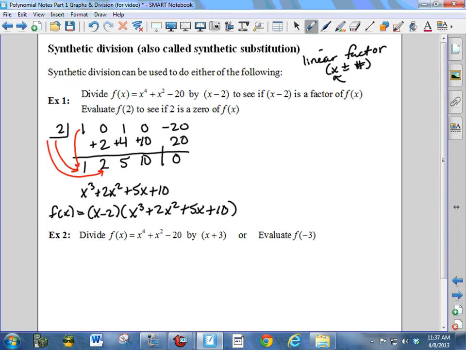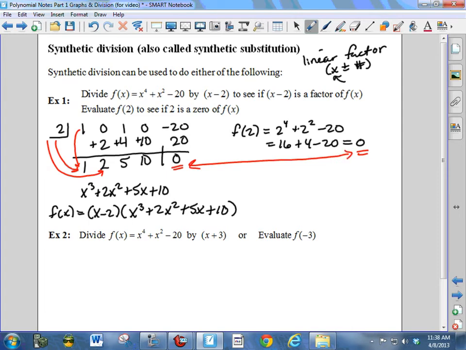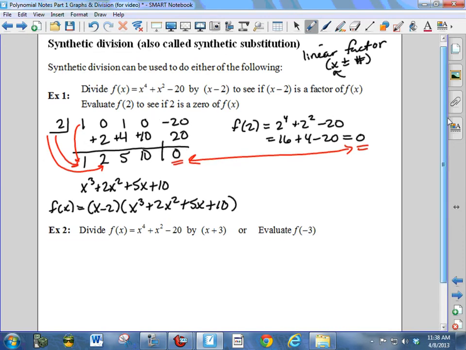Now, what if we put 2 into the function? So we say f of 2. Well, f of 2 would be 2 to the 4th plus 2 squared minus 20, which is 16 plus 4 minus 20, which is equal to 0. Notice that the 0 here is the same as the 0 here. This is telling me if x minus 2 is a factor, then I should know that 2 is a 0, which means if I put it into the function, I should get 0. It's amazing how that works. So these numbers turn out to be the same thing. So I could just figure out, rather than plugging the number in, I could do synthetic division and figure out what f of 2 is. So that's another purpose of synthetic division.